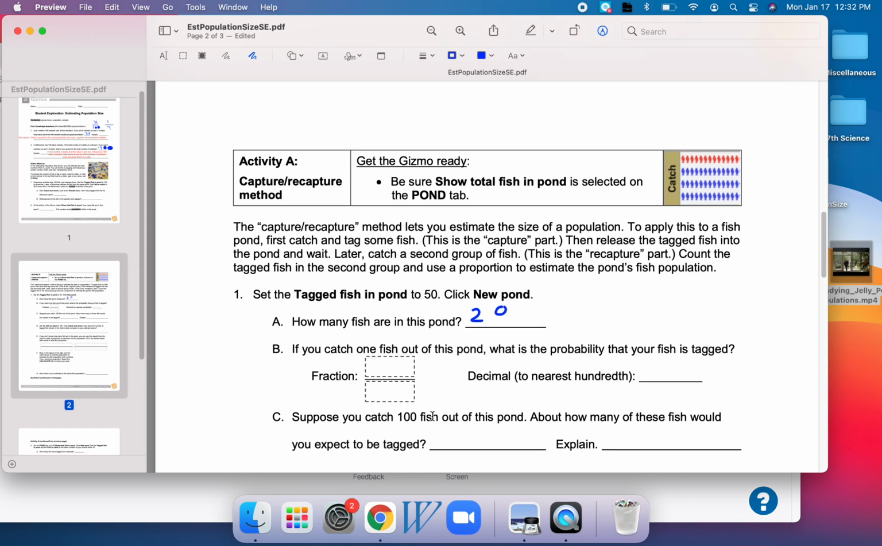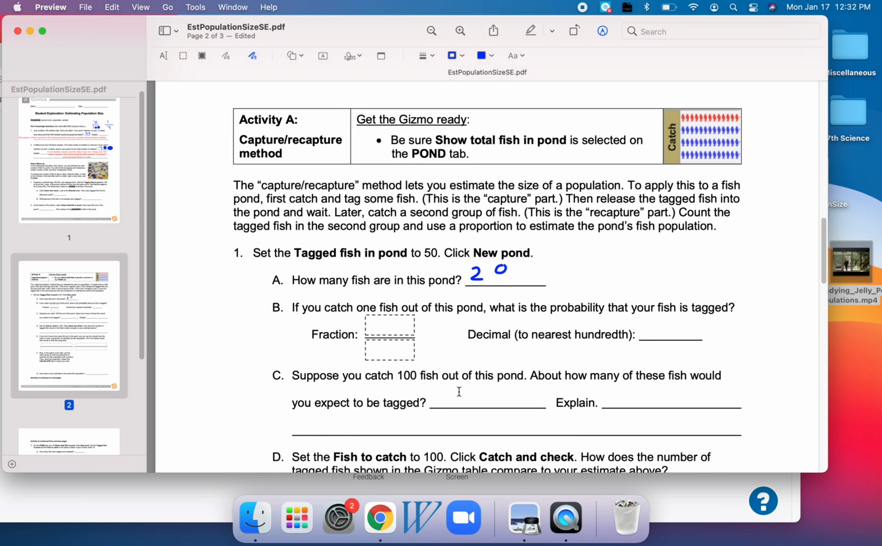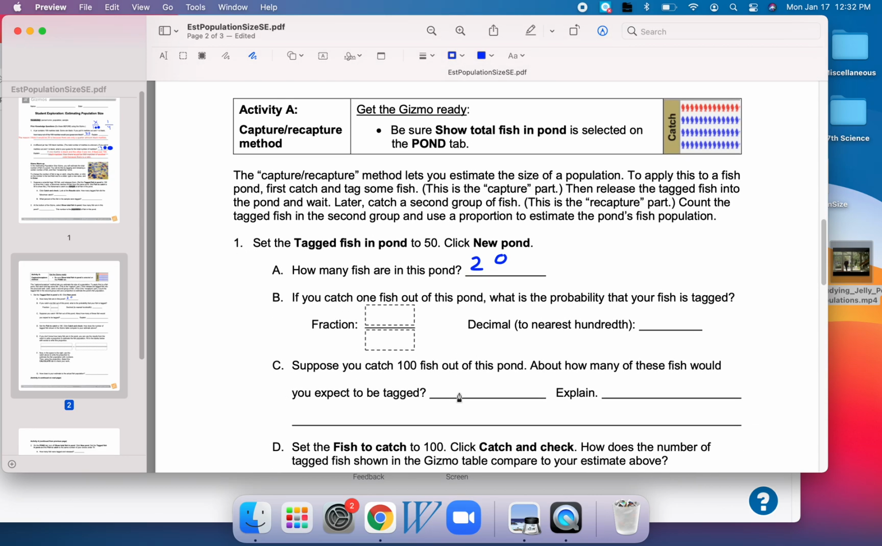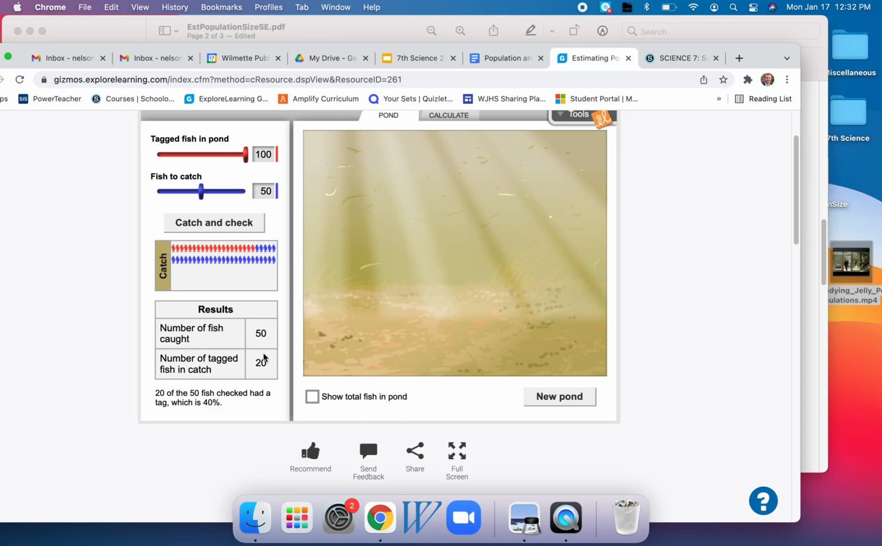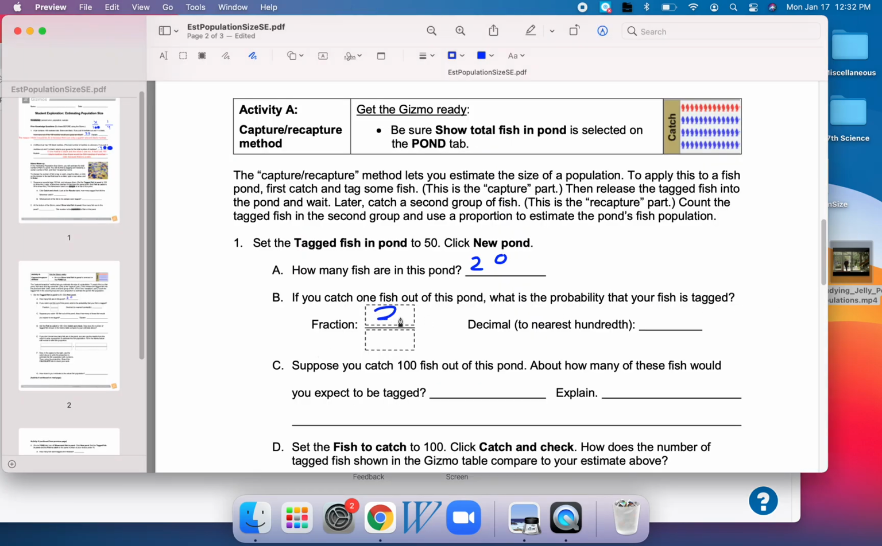If you catch 1 fish out of this pond, what is the probability that your fish is tagged? So if we have the number of fish, what do we have? I would say, going back here, the number of fish caught is 50. We had 20. So 20 fish out of 50 had been tagged, which is 40%. So I would say 20 out of 50 fish. So to a decimal, that would be 0.4.